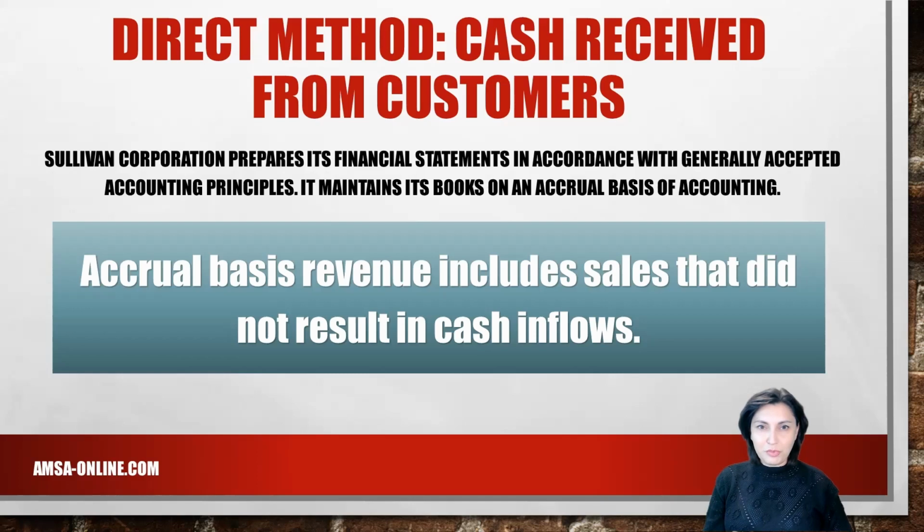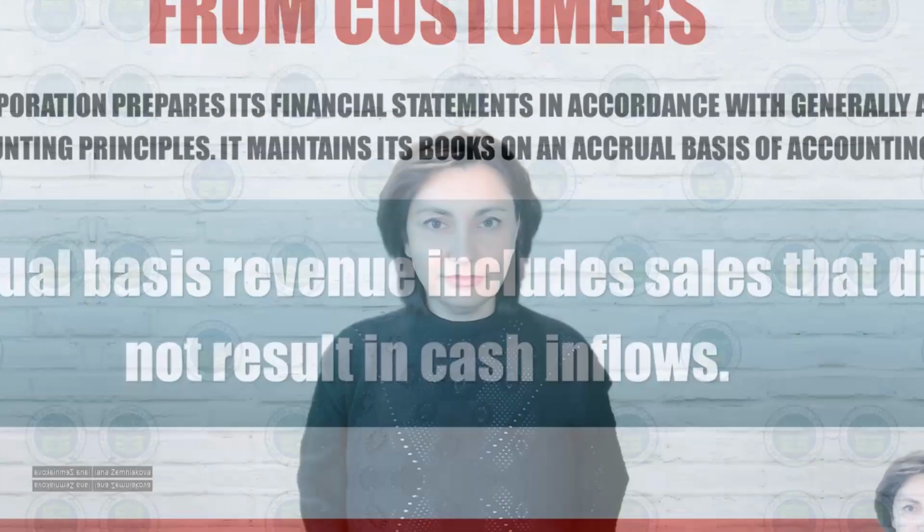Sullivan Corporation prepares its financial statements in accordance with generally accepted accounting principles. It maintains its books on an accrual basis of accounting. As a result, revenue is recorded when earned, regardless of when cash is collected. Accrual basis revenue includes sales that don't result in cash inflows.